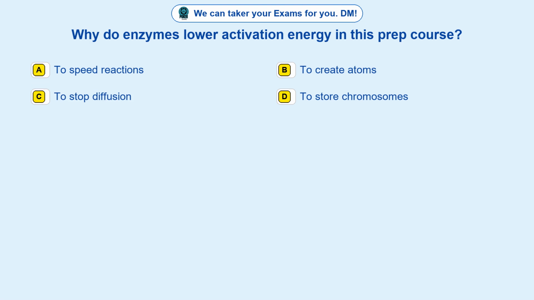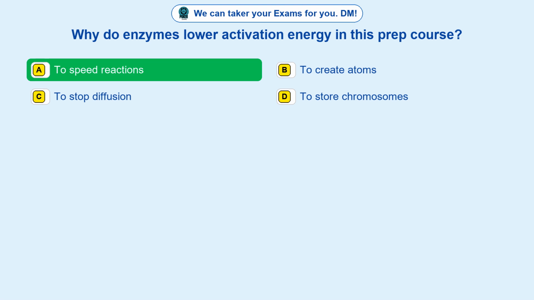Question 5. Why do enzymes lower activation energy in this prep course? Option A, to speed reactions. Option B, to create atoms. Option C, to stop diffusion. Option D, to store chromosomes. The correct answer is option A, to speed reactions.